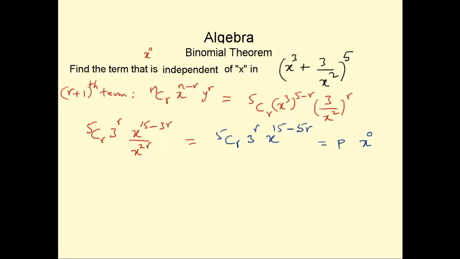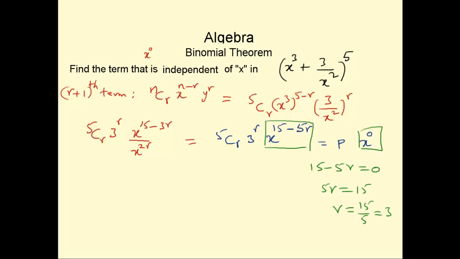So if it's equal to x to the power 0, that means the powers should be equal to 0. So 15 minus 5r equal to 0. That means 5r is equal to 15 and r is equal to 15 over 5, that is equal to 3. So if r is equal to 3, then that would be the 4th term.